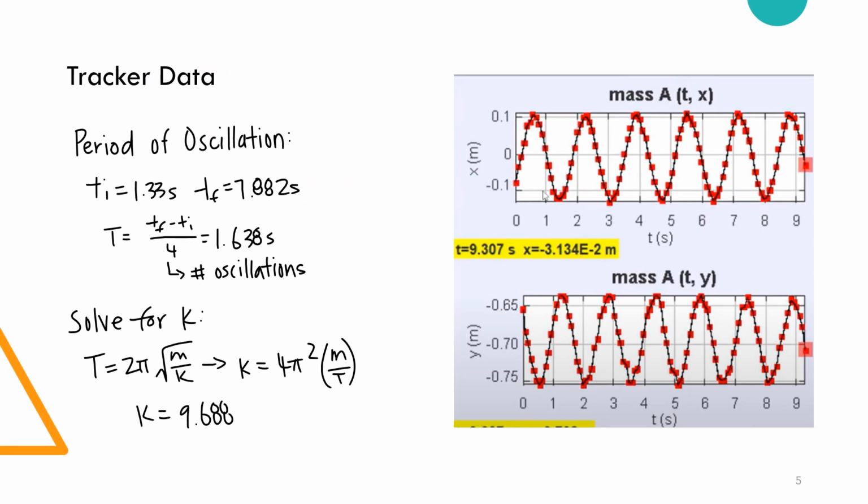Using our tracker data, we solve for period of oscillation by calculating the approximate time it takes for one oscillation. In our experiment, that was 1.638 seconds. Now using that value, we use the period of oscillation formula T is equal to 2 pi square root m over k to solve for k. We solve for this and get k to be 9.688.